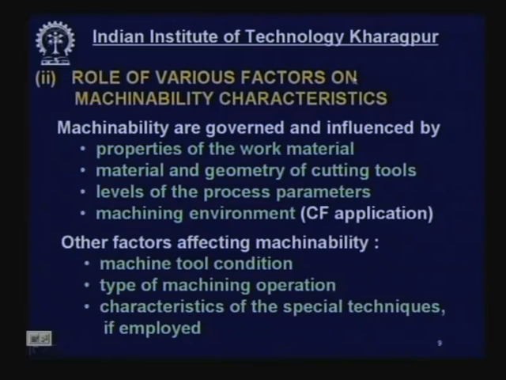Now, let us see the role of various factors on machinability characteristics. The ability of machining a material does not depend simply upon the material property. Suppose you want to cut a log into two pieces. How will this be done easily? It depends not only on the material, but also on the cutting tool that you are using. If it is a dull cutter, then more energy and more force will be required. If it is a sharp cutter, then the cutting will be easy.